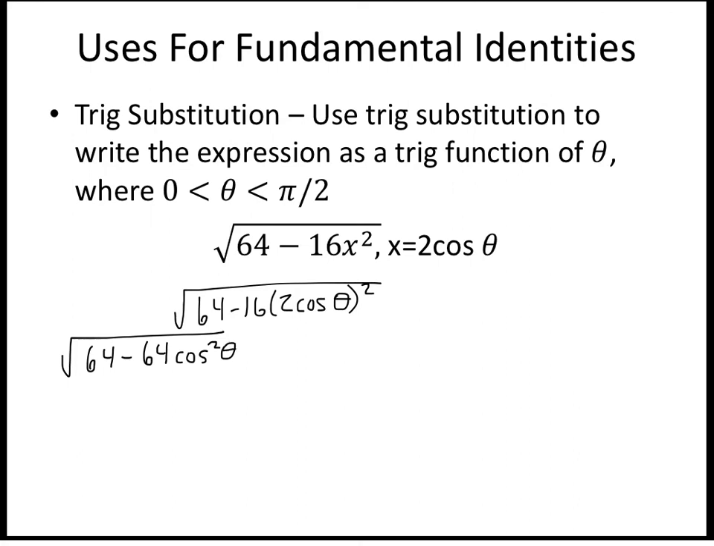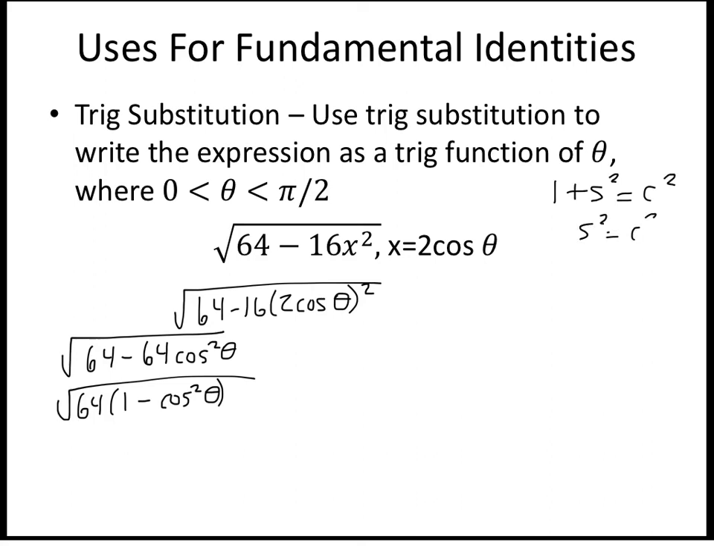Now you're saying, well, what else could I do with this? Well, these two terms have a 64 in them, so let's see if I can take a 64 out. So 64 times 1 minus cosine squared theta is what I have now. This should ring a bell with you because 1 and cosine squared are part of a trig identity. So we have sine squared plus cosine squared equals 1, so sine squared equals 1 minus cosine squared. We have to learn how to recognize our trig identities in various forms. So I can simplify this portion to just sine squared, so I have 64 sine squared theta.